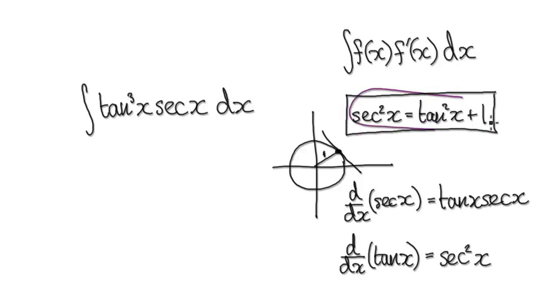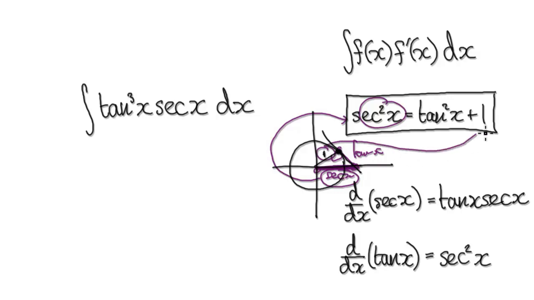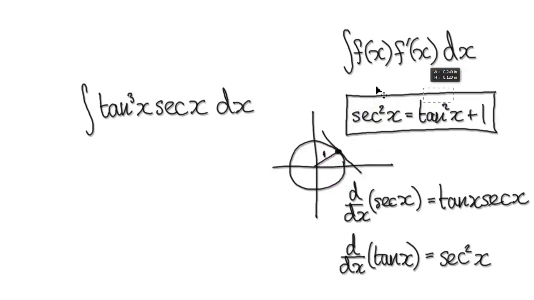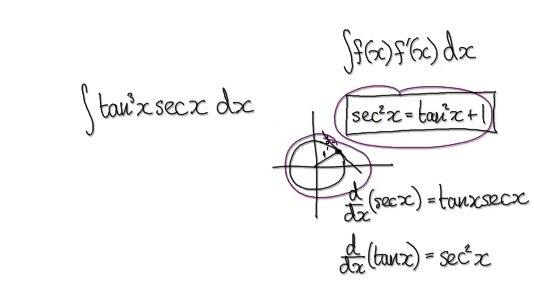If you can't remember this, then picture the unit circle in your mind. When it's at an angle of x, then this length here is tan of x, and we've already seen this. And this length here is secant of x. So you can use Pythagoras. This here is the longest length, the hypotenuse, so hypotenuse squared would be this, the adjacent squared would be this, and the opposite squared would be this.